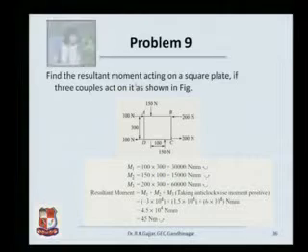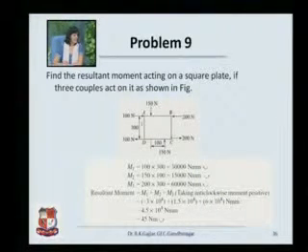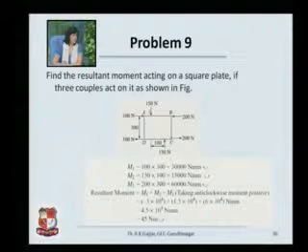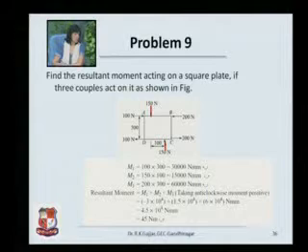Problem once again. Find the resultant moment acting on a square plate. We have a very simple square plate, no forces acting at any angles. If three couples are acting on the plate as shown in the figure, find out the resultant moment. Let us first of all identify the couples. Here you have a 150 Newton force, you need another parallel force of 150 Newtons. So this forms a couple.